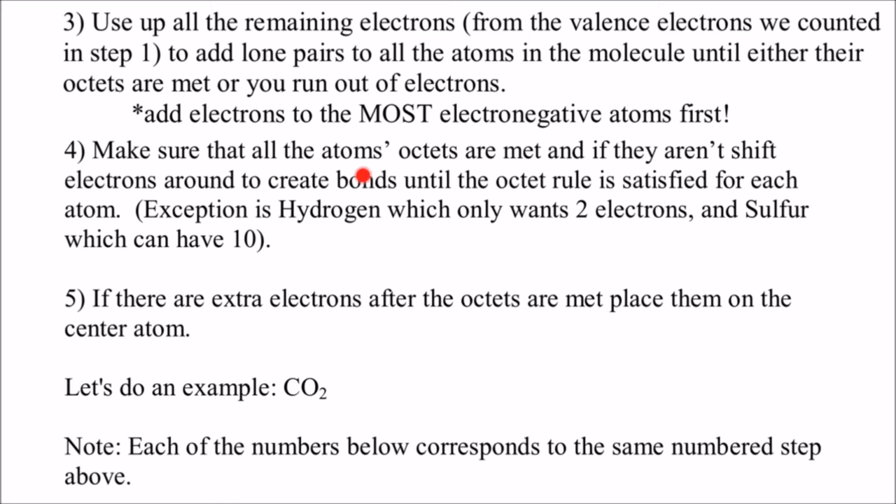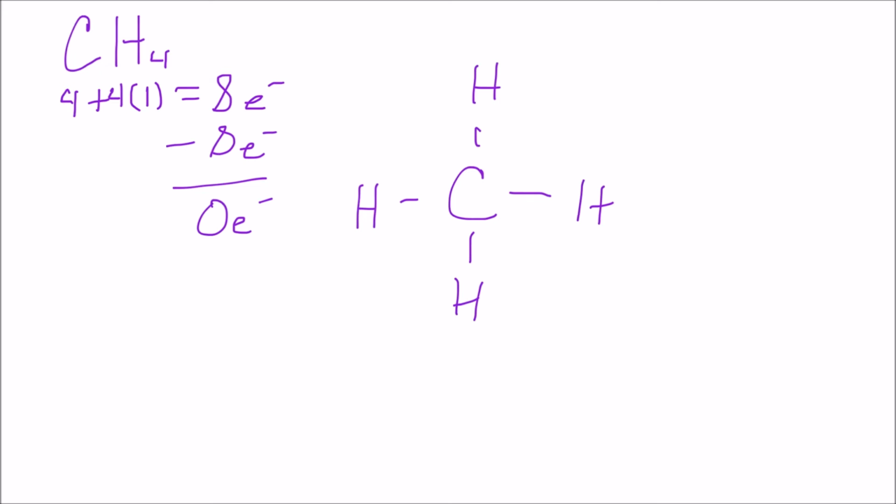Step 4 says make sure all atoms' octets are met, and if they aren't, shift electrons around to create bonds until the octet rule is satisfied for every atom. The exception is hydrogen, which only wants 2 electrons, and sulfur, which could get up to 10. Okay? Remember, an octet is referring to the idea that every atom wants to have 8 electrons in their valence energy level. Okay? So let's see. Carbon right now has 2, 4, 6, 8 electrons around it. So carbon's octet is met. It's happy.